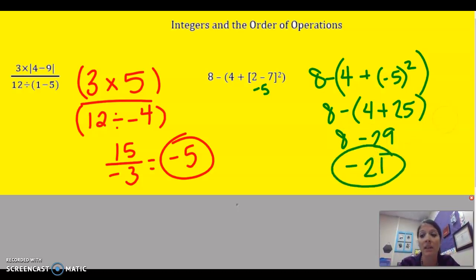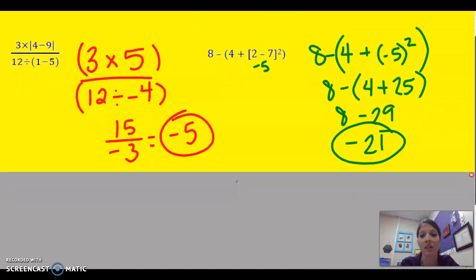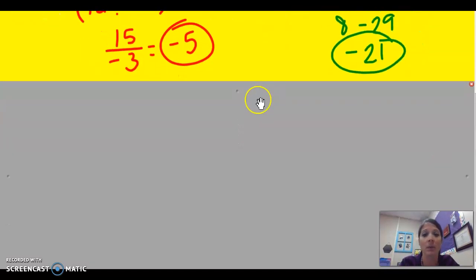Remember, we're going to have lots of negative and positive numbers, and that's okay. It's just not as easy to work with.